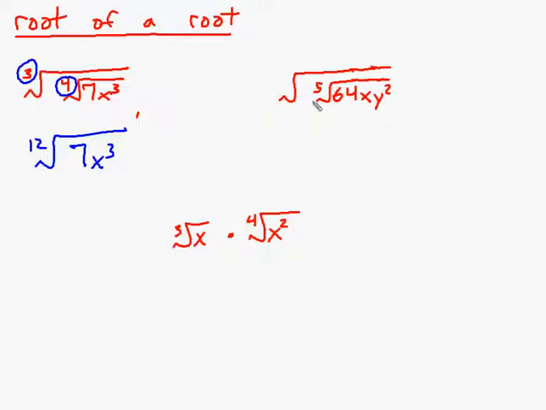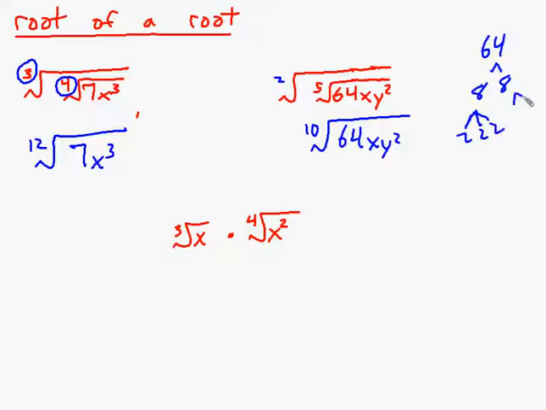Alright, next one. Same thing. I had the 64 here, so we'll have to do something with that. This is a 2. So I have 10, because 2 times 5, and 64xy squared. And I just want to check that 64 and make sure that we are not needing to simplify that further, and we don't, because this will give me 2 to the 6th, and I'm not going to be able to take the 10th root of that.